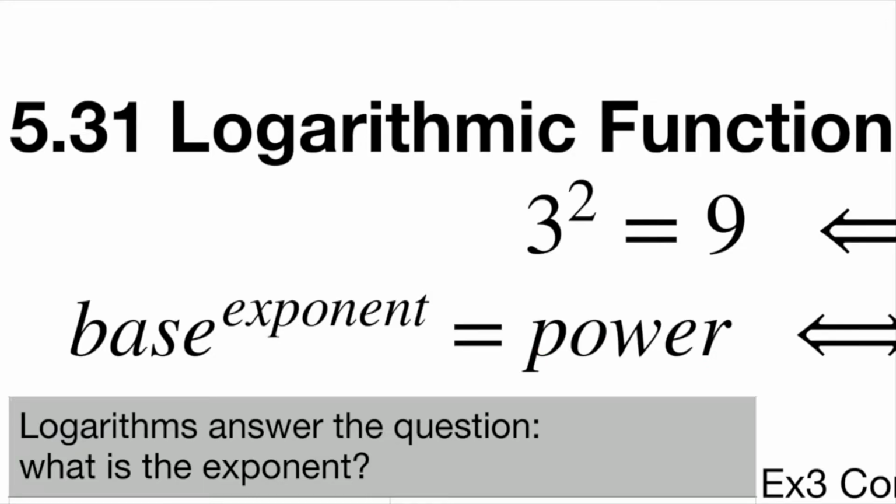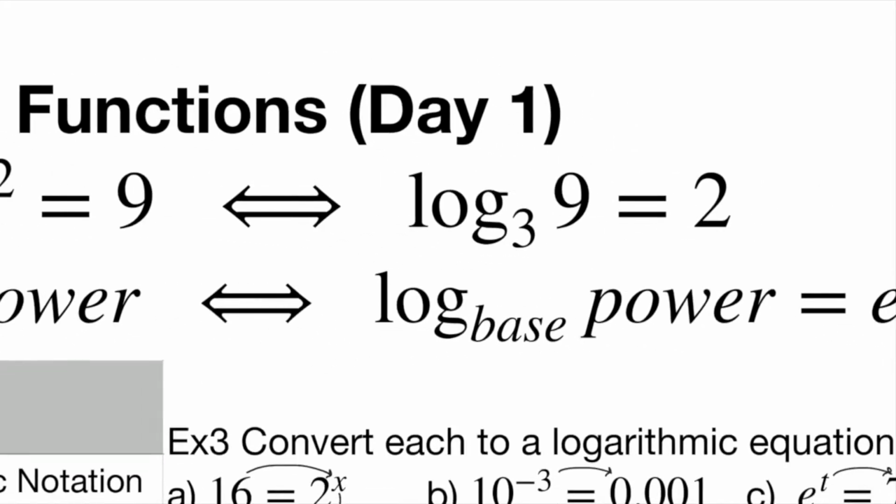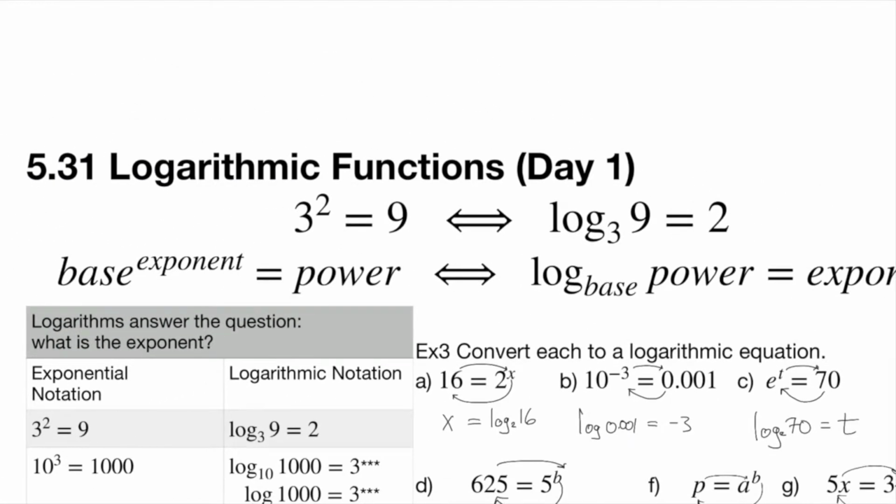Well, if you switch those around, you can interchangeably say that in a logarithmic equation, 3 is going to be here, the base, just like it was here. 9 is going to be the power, just like it was here. And 2 is going to be the exponent. What we're basically saying is that you take as an input the power to the log base 3 function. The output is going to be an exponent.